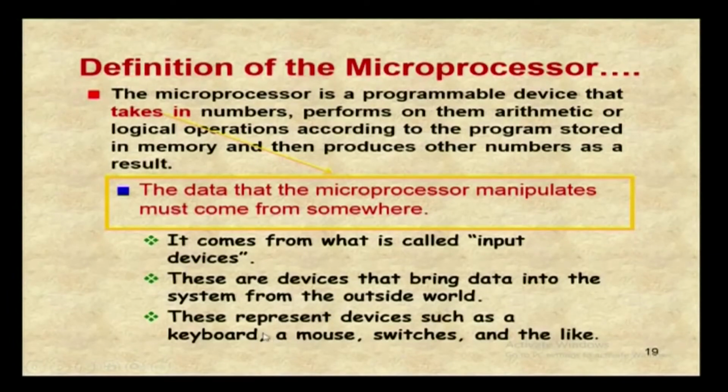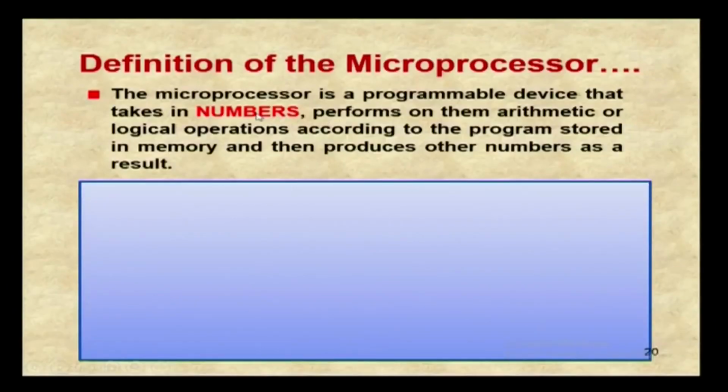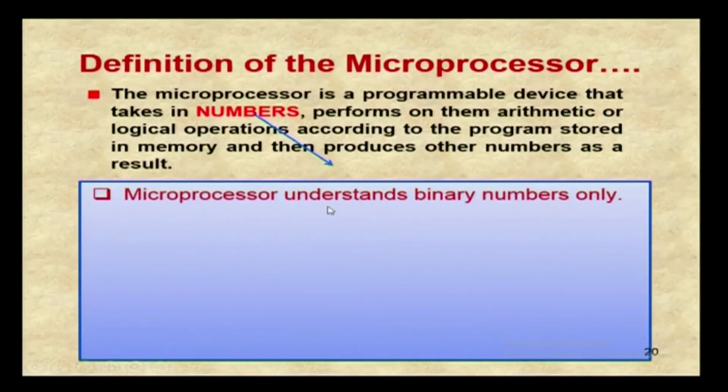You would have already seen various devices that take data to your computer. Of course, your computer also contains a microprocessor. These devices are, as you already know, the keyboard, mouse, switch, and so on. These are some of the input devices that take your data to the processor. Then we say that the microprocessor takes numbers. The microprocessor understands only binary numbers, not normal decimal numbers.